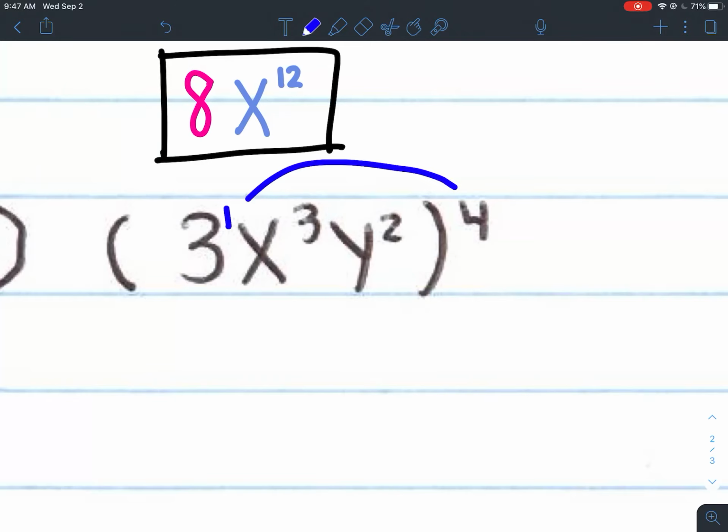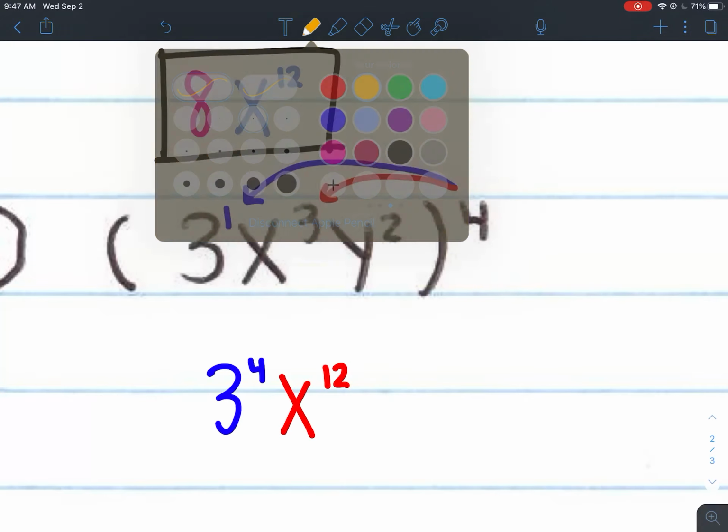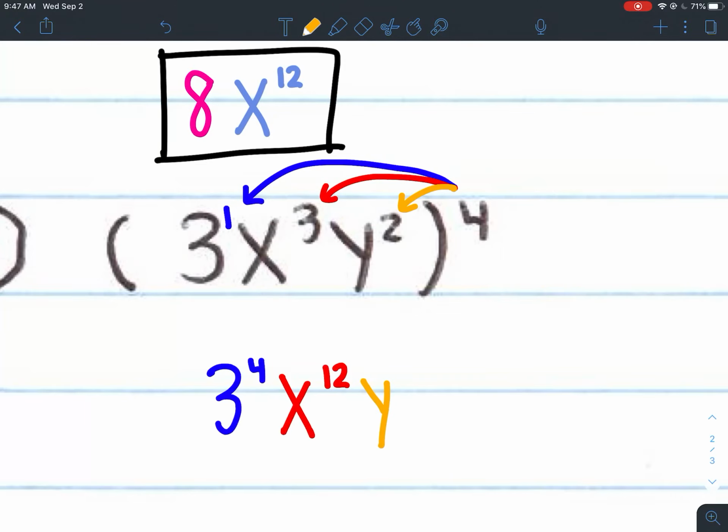But I'm going to go ahead and distribute the 4 in there. So remember, we're doing 1 times 4, so this would be 3 to the 4th power. 1 times 4 is 4. Okay, and you're going to multiply those exponents. You have x to the 12th. And then you have y to the 8th.